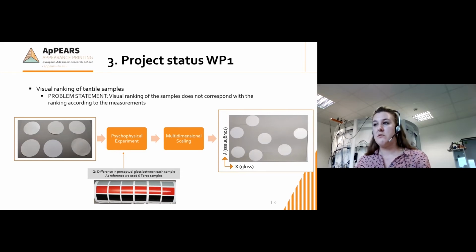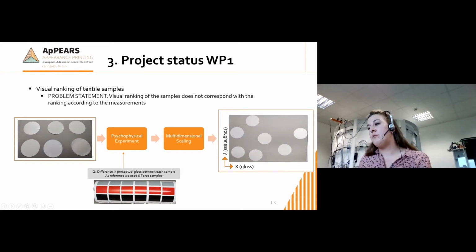So the sample set contained 30 samples, but we took 7. And then we conducted a psychophysical experiment with 4 observers. We did a pair comparison where we asked the observers to judge the difference between each sample.